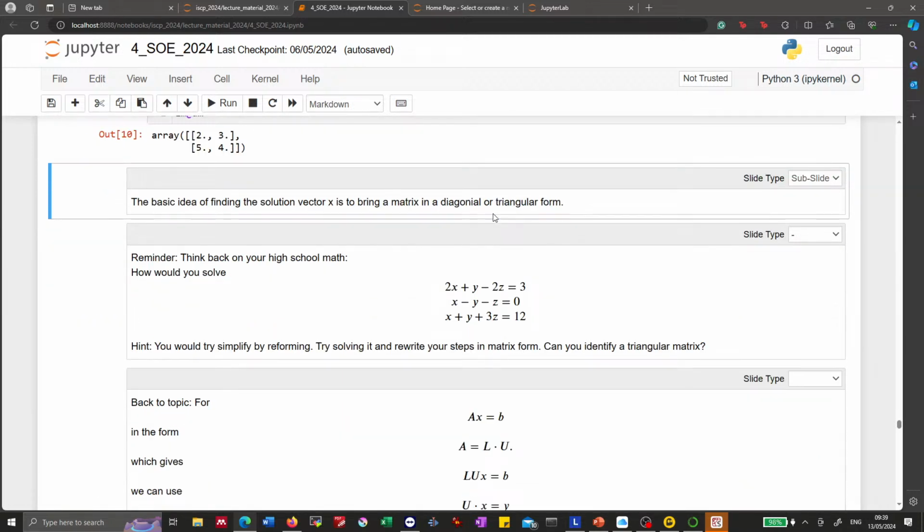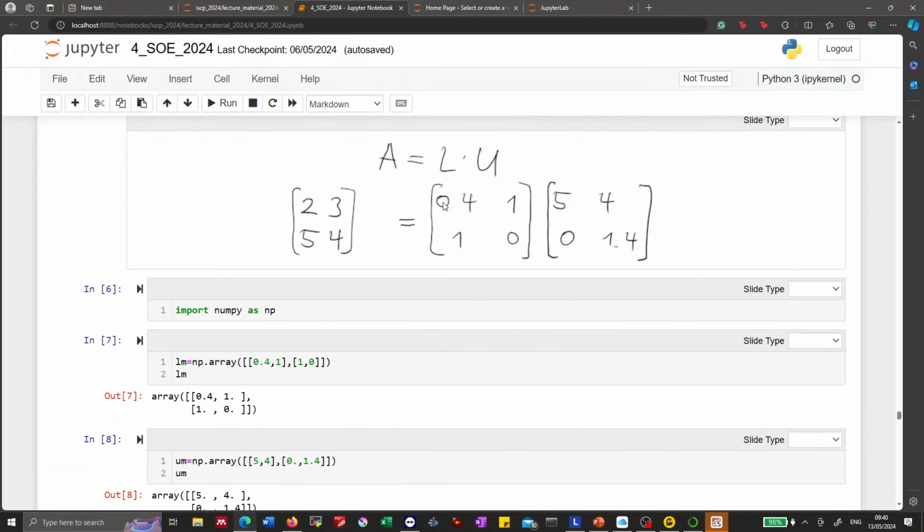So what's the key idea? The basic idea of finding the solution vector x is to bring a matrix in diagonal or triangular form. So why is it so good to have a triangular form? Because when I have a triangular form, I know that the first component of the solution in this example, if I just take this matrix, would be 1.4, right? And if I have that value for x2, I know what to do with 4 here multiplied with 1.4 to find the value for x1.